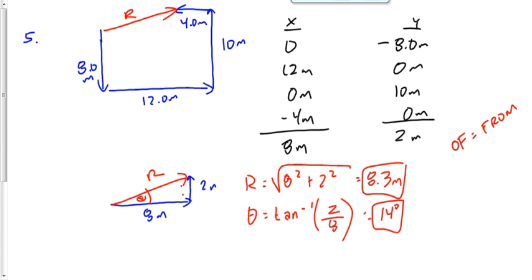Your angle will always be measured from north, south, east, or west. It will always be measured from one of your 4 primary axes, north, south, east, or west. Can you tell me which one this angle is measured from? Is it measured from north, east, south, or west? It's measured from the east, right? That angle is measured from the east axis. That 8 meters is east, and I'm measuring the angle from the east, right? So I'm going to express this as 14 degrees north from east, or 14 degrees north of east.